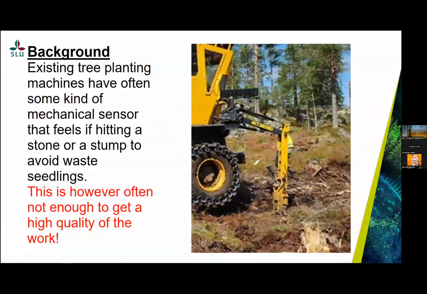You can say that existing tree planting machines, and if we talk about continuous moving tree planting machines, they often have some kind of mechanical sensor that feels if hitting a stone or stump to avoid wasting seedlings. That's good, but this is normally not enough to get really good quality of the work.